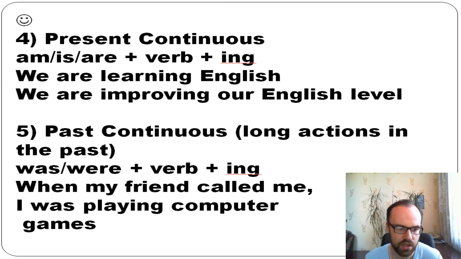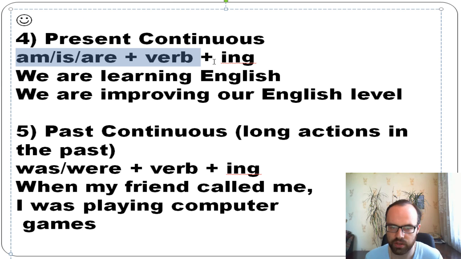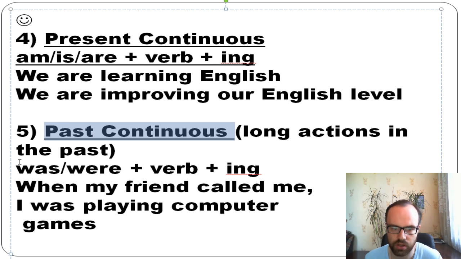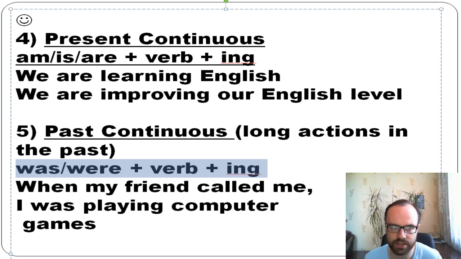I hope so. Present continuous: am, is, are plus verb plus ing. We are learning English. We are improving our English level, so it's happening now. Past continuous. We use past continuous for long actions in the past. So was plus verb plus ing. When my friend called me, I was playing computer games.